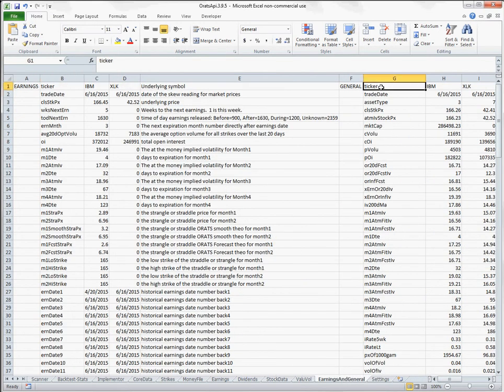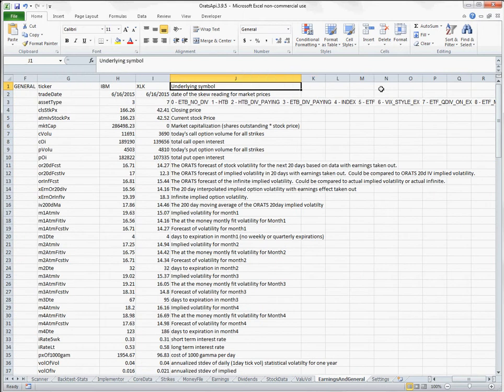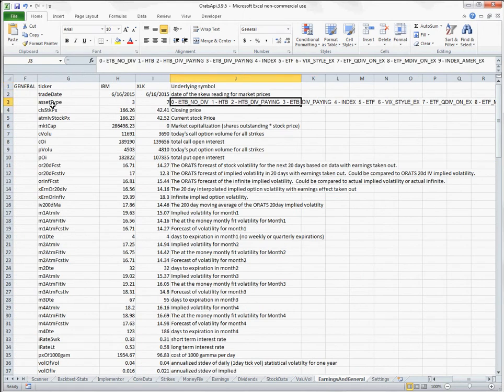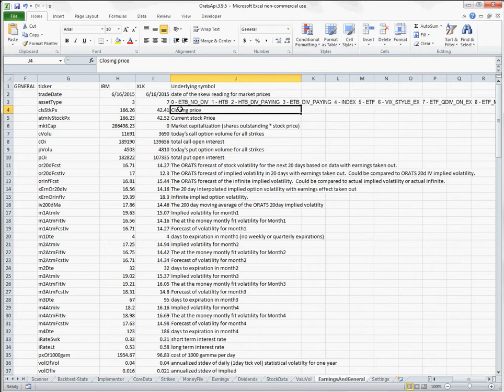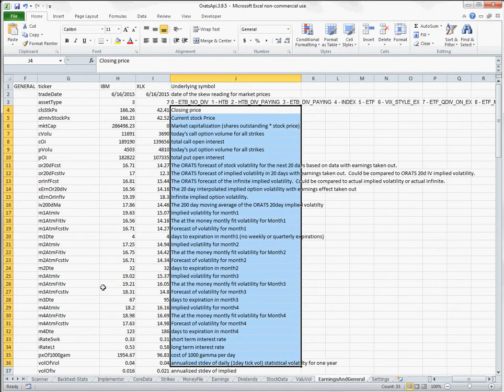So for example, the ticker right here is the underlying symbol, trade date, what type of asset it is. ETB means easy to borrow, no dividend. If it's a 1, it's hard to borrow. HTB, HTB div paying, and the others are explanatory. So here are all the definitions, and you could refer back to that.